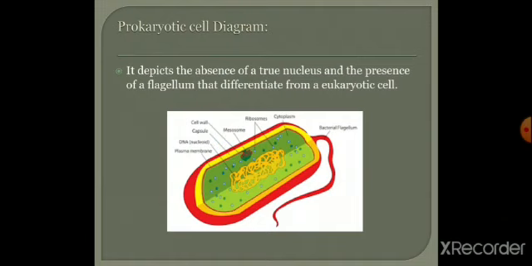And the plasma membrane is for the regulation of the exit and entry of substances. We can see this in the diagram. This diagram clearly depicts the absence of a true nucleus and the presence of the flagellum. Flagella is for locomotion. You know this already.